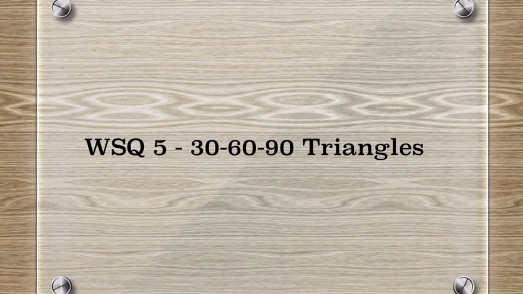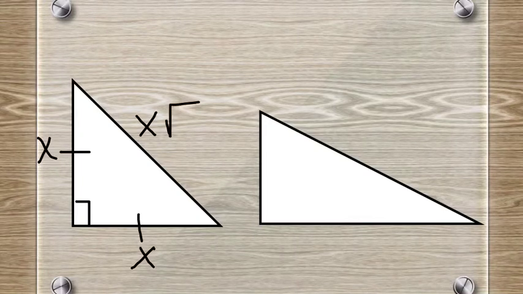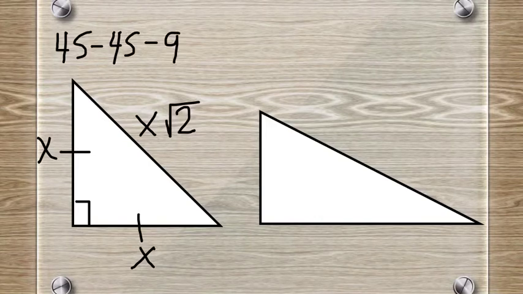Okay, so for tonight's WSQ, we're going to be looking at 30, 60, 90 triangles again, which is a special right triangle. If you remember in class this week, we've really been looking at 45, 45, 90 degree triangles, which are also a special right triangle. We know the legs are the same, and whatever the leg is, the hypotenuse is the leg multiplied by square root of 2. That's what we did in class today. And each of these angles is congruent, 45 degrees each.